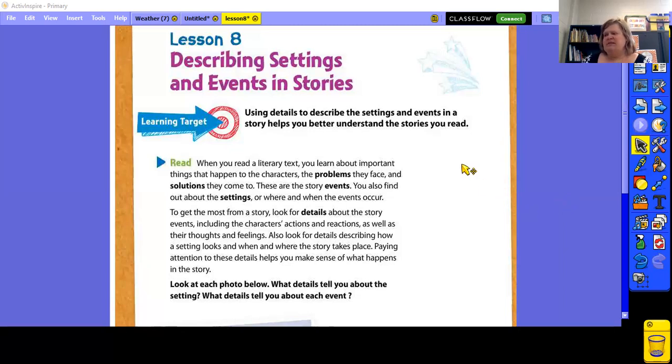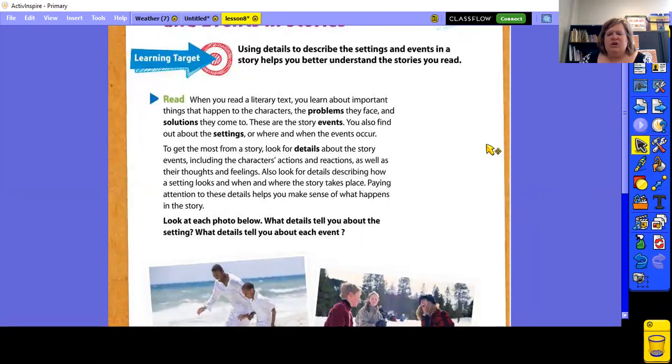So I'm going to read this and we'll talk about it a little bit. When you read a literary text, you are learning about important things that happen to the characters. You're learning about problems they face and solutions they come to. So problem is something that's happened. Solution is how are they going to fix it? How are they going to solve it? And then these are the story events, the problems that happen and in the order they happen, the solution, how they come to a conclusion. Those are all events. You also find out about the settings, or where and when an event occurs.